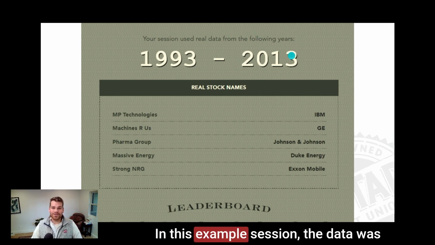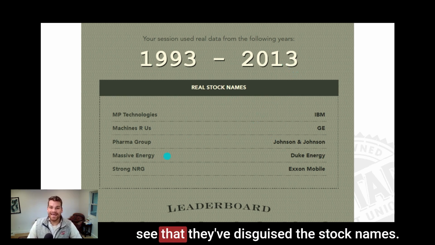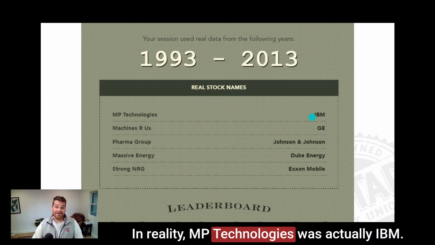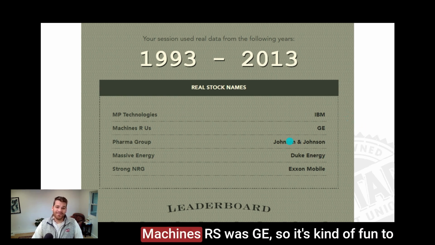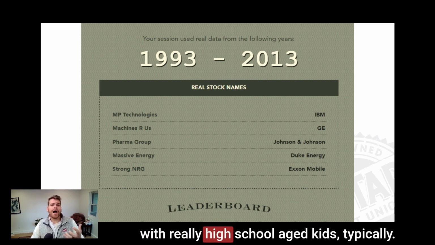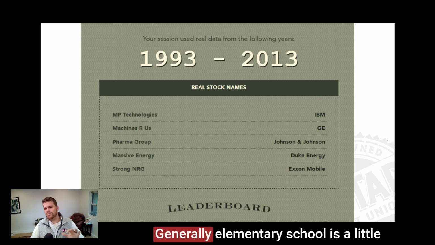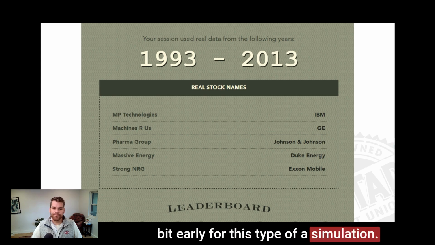In this example session, the data was actually from 1993 to 2013. And you can see that they've disguised the stock names. In reality, MP Technologies was actually IBM. Machines R Us was GE. So it's kind of fun to begin to have some of these discussions with really high school aged kids. Typically, we could even start this type of a simulation as early as middle school. Generally, elementary school is a little bit early for this type of a simulation.